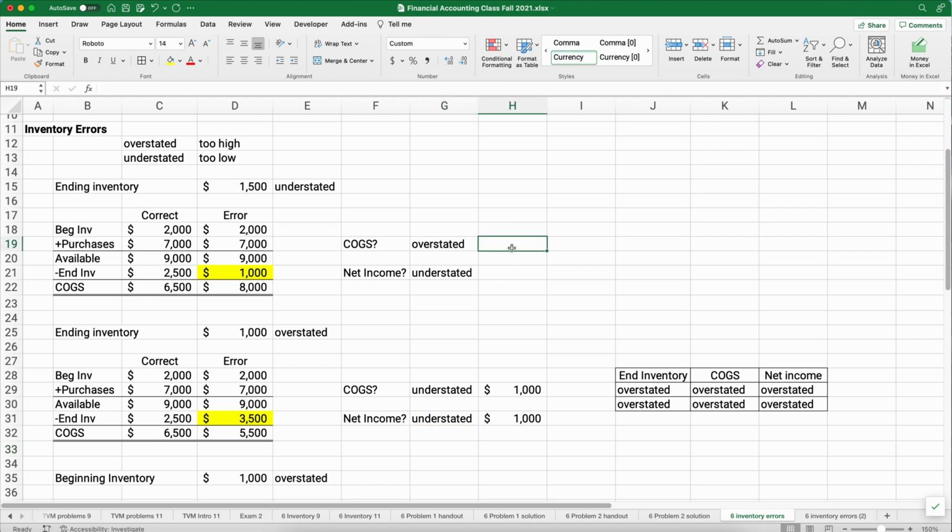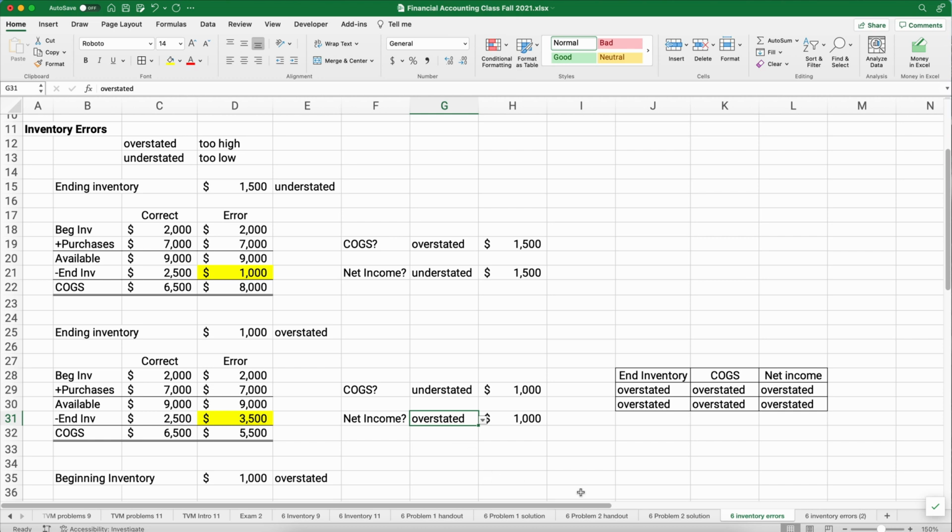By the way, up here we could put 1,500 as the exact number. We're assuming no taxes. So in the first case, our net income would be understated by 1,500. In the second case, our net income is overstated by 1,000. So our net income here has a relationship with ending inventory.